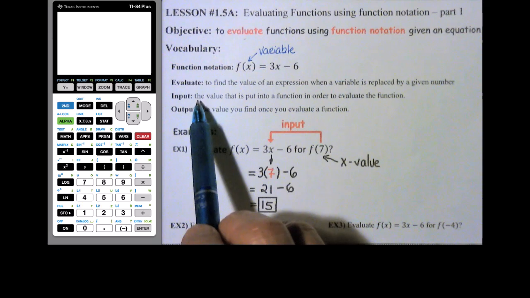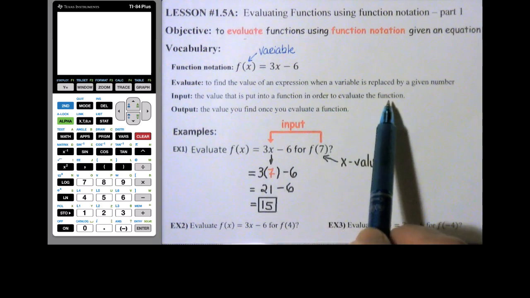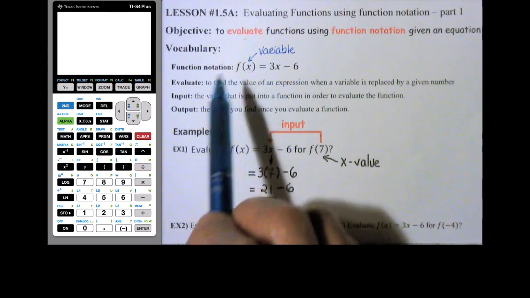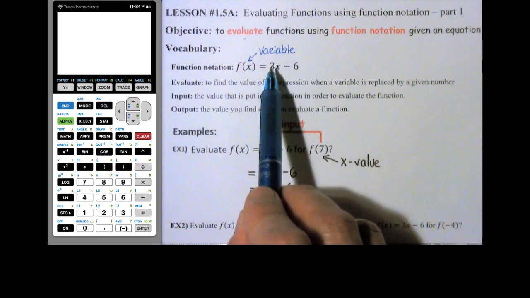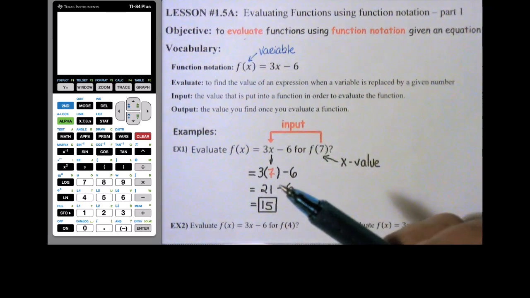Input is the value that is put into a function in order to evaluate the function. So that's going to be the number that we're going to put there. And output is going to be the result. Once we plug in that number, we're going to see what the output is.